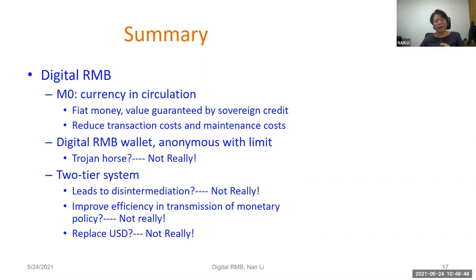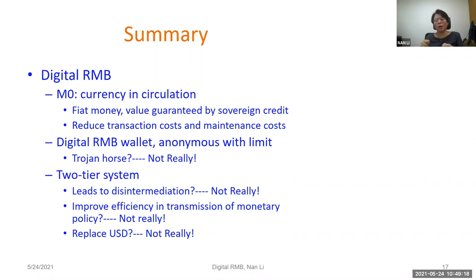Well, the second important feature is that we have this digital RMB wallet, which can facilitate transactions without using any network. And this helps to serve the needs for anonymity in transactions. Okay, is it a Trojan horse that the PBC wants to use to put strong surveillance on our daily life? Not really.